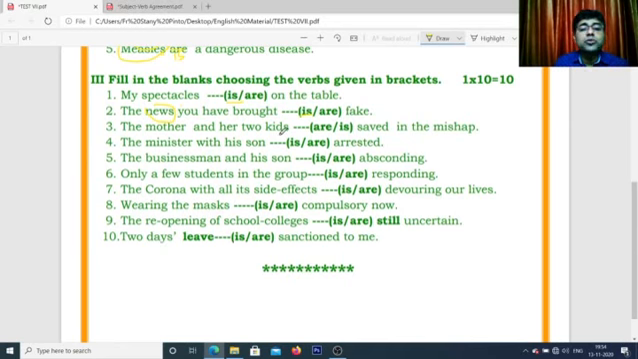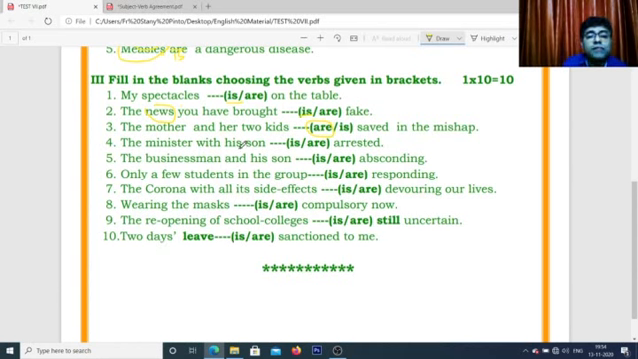The mother and her two kids dash saved in the mishap. The mother and her two kids are saved in the mishap. Okay, maybe some accident, and who is saved? The mother is saved and her two kids are saved. Okay, remember the proximity. Please see here the verb nearer to the subject should take the plural verb.